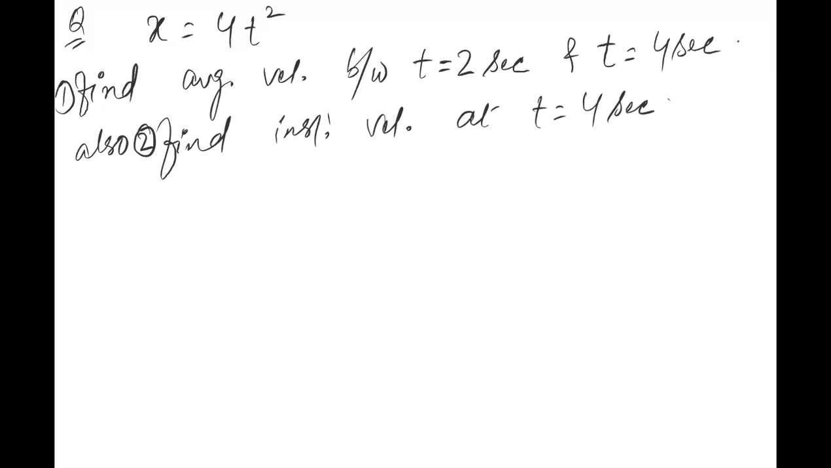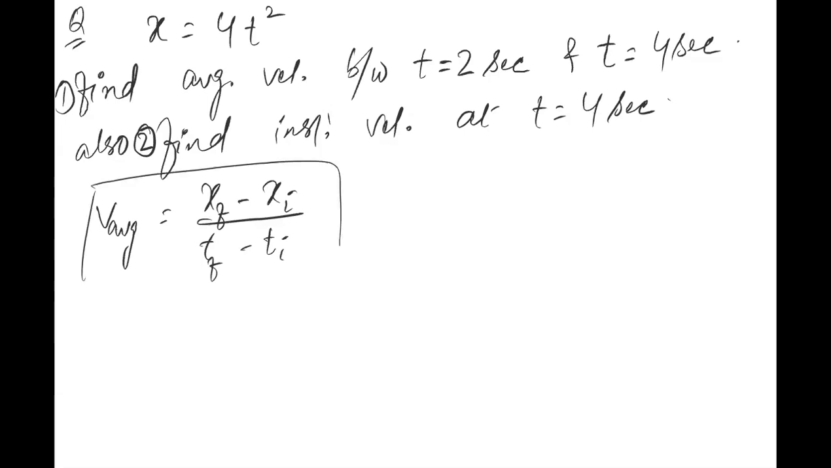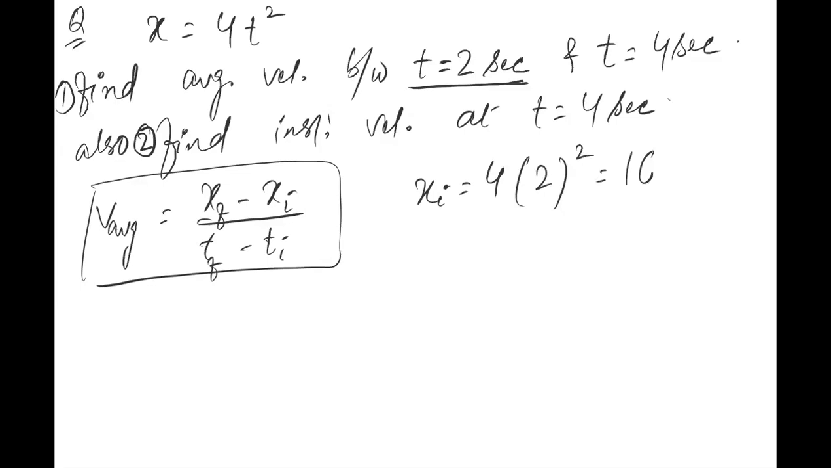So for average velocity, which formula are we supposed to use? We have to use x final minus x initial divided by t final minus t initial. For this, I'll have to find the initial position and final position, and then we will use this formula to get the average value of velocity. So first of all, I will find the average value. I'm finding x initial, which means the position at t equal to 2 seconds, the initial value of time. The position at initial value of time will be called the initial position. It would be written as 4 into 2 square, that would be equal to 16 meters.